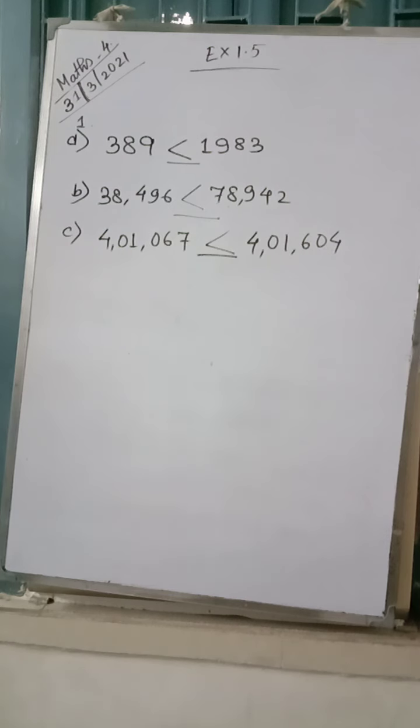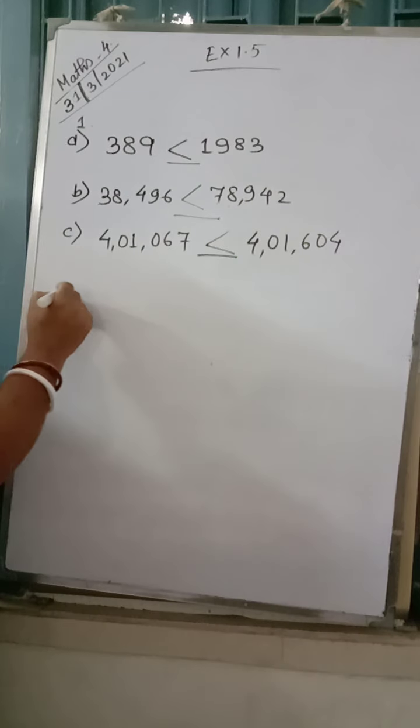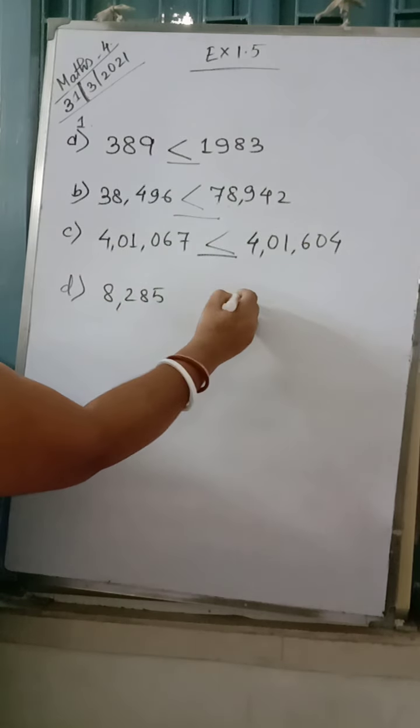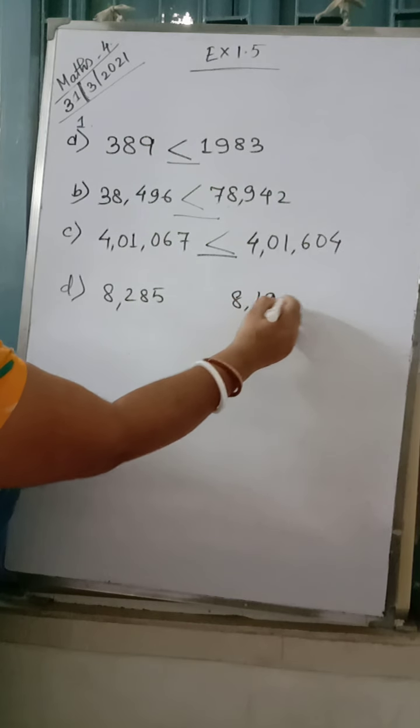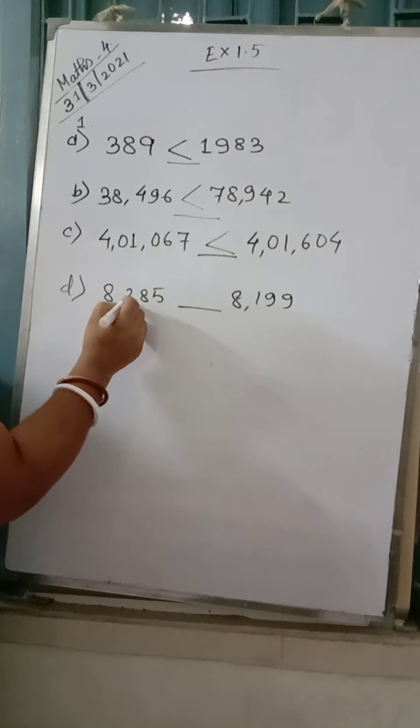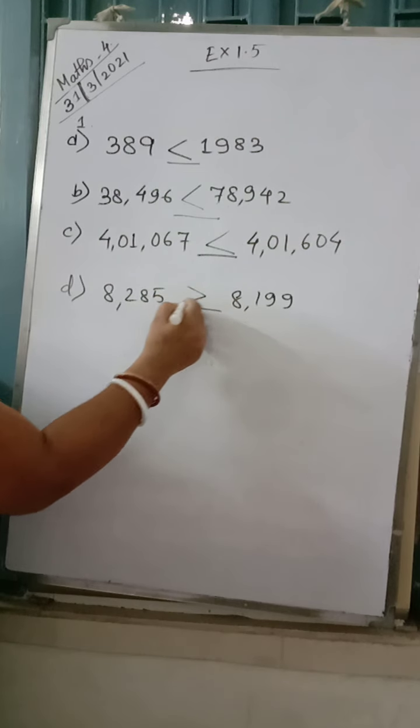Okay. In this way we compare the digits. We compare the digits and then we will get a certain equality. Number D. 8,285 and 8,199. Now you see the thousands place numbers are the same. Come to the 100 place: 2 and 1. So this is greater.